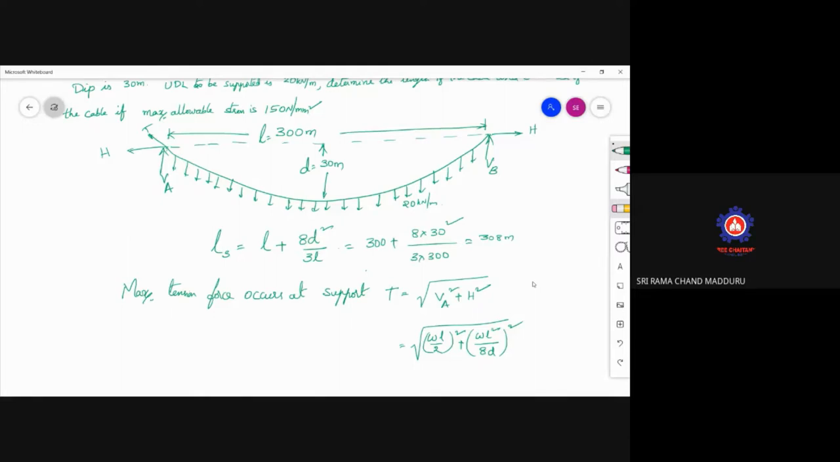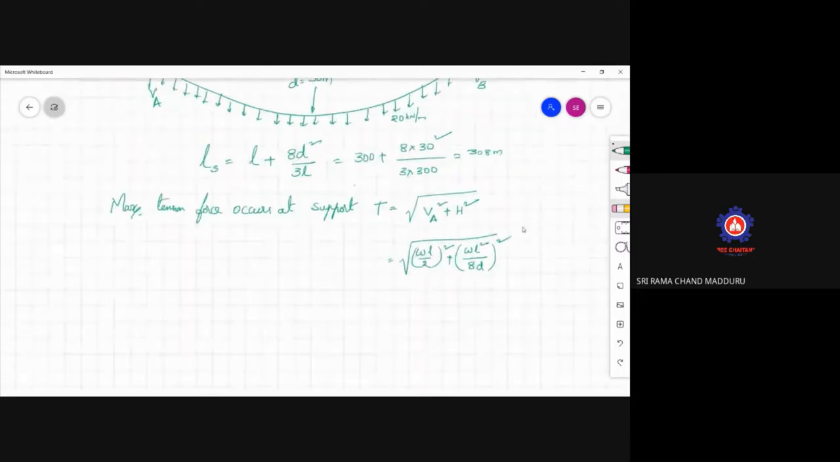You know the values of this, substitute them and you will get the maximum tension force. So square root of W is 20, L is 300 by 2, whole square, plus 20 into 300 square by 8 into 30, whole square. So what is the tension force? What is the maximum tension force? Simple, we have used the formula, that's it.